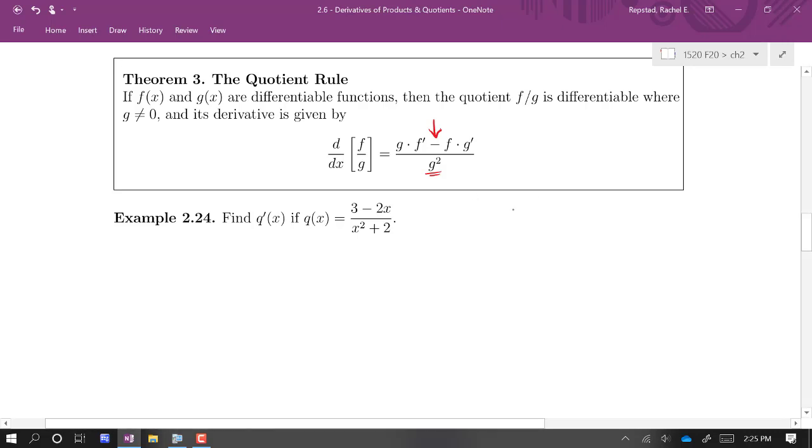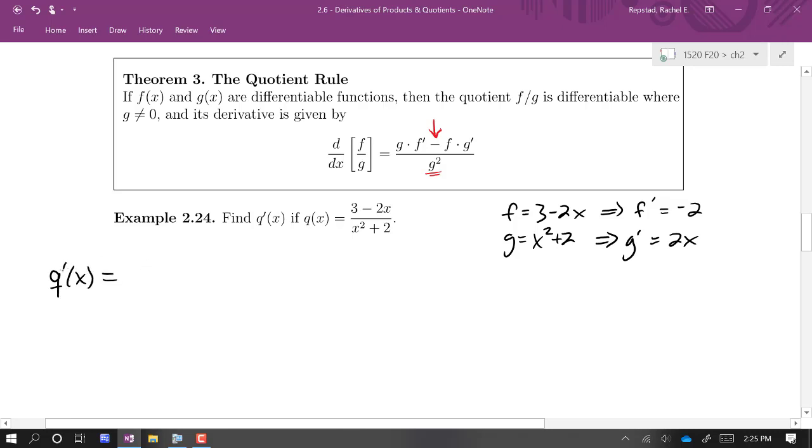My f function is on top. That's 3 minus 2x. And then f prime, using our shortcuts, is -2. Our g function is on the bottom. That's x squared plus 2. And let's see, using our power rule, g prime is 2x. So now q prime of x, setting up the quotient rule, is g times f prime minus f times g prime all over g squared.